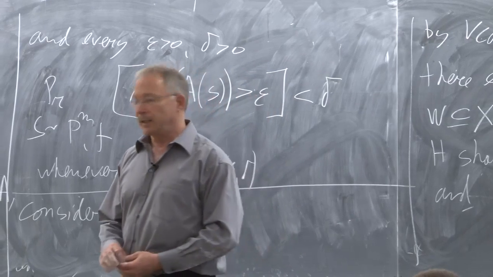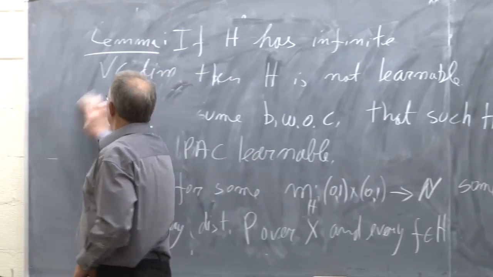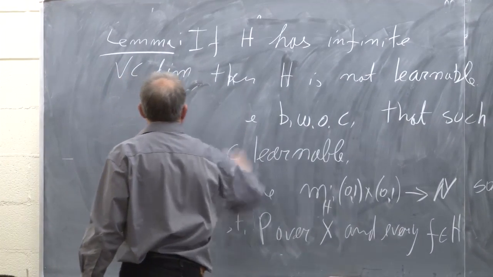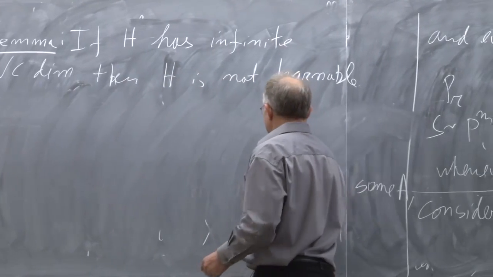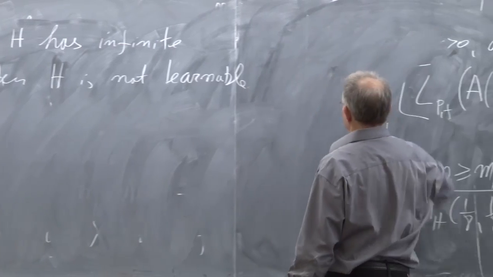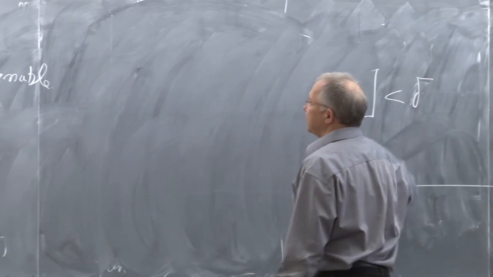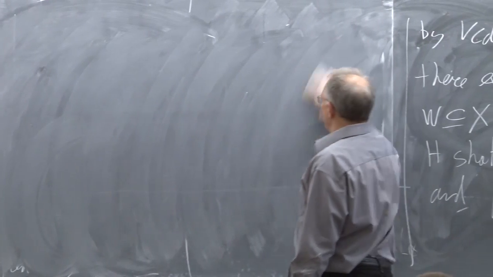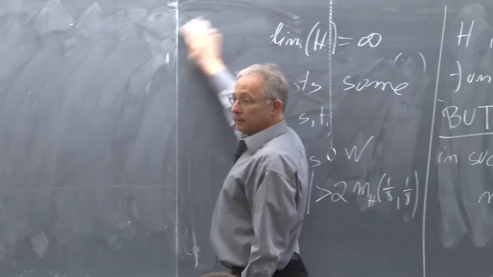Okay? So we proved the lemma, and it used the no free lunch theorem. So the no free lunch theorem was in some way a clue towards the definition of the VC dimension. We already see that on the negative side, finite VC dimension is a necessary condition for learning.